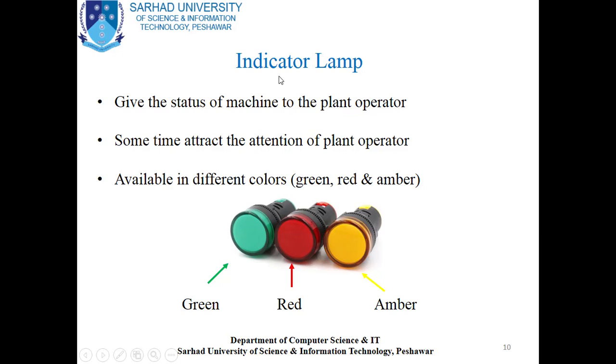Indicator lamp. What is an indicator lamp? An indicator lamp gives the status of the machine to the plant operator. These are the indicator lamps. This one is the green indicator lamp. This one is the red indicator lamp. This indicator lamp is the amber indicator lamp.